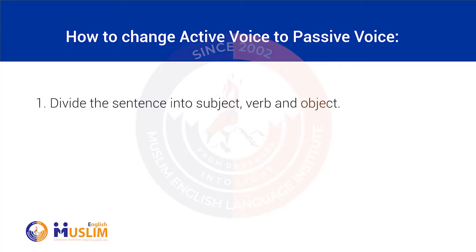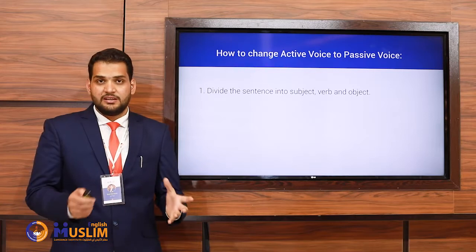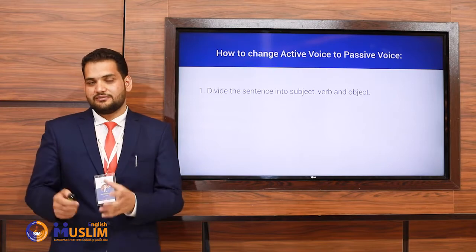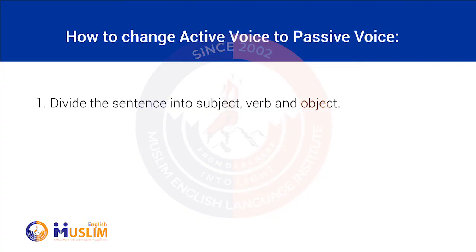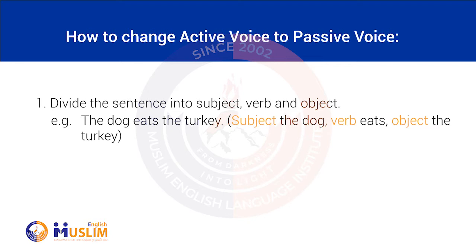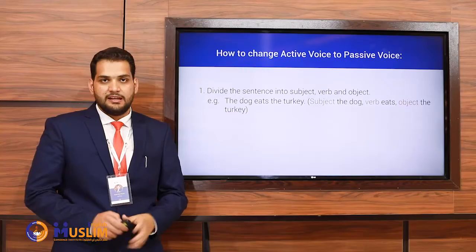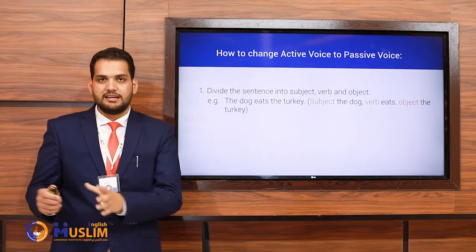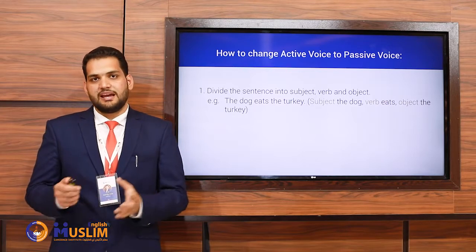Step number 1. Divide the sentence into subject, verb, and object. It's a very important step and it will make the process of changing active voice into passive voice easy for you. For example, in this sentence, the dog eats the turkey. The dog is the subject, eats is the verb, and the turkey is the object. Now I know my sentence, I know the subject, I know the verb, and I know the object, and it will be easy for me to change it from active into passive.